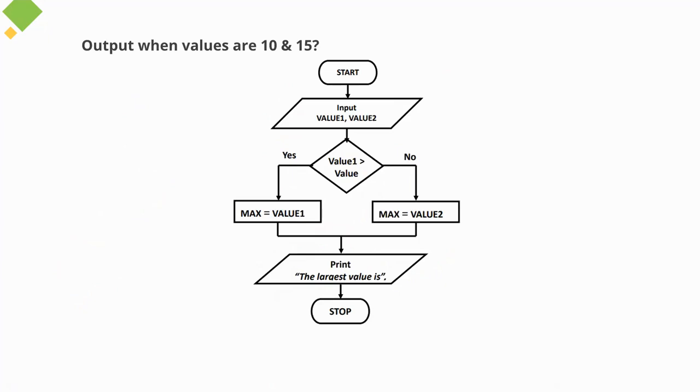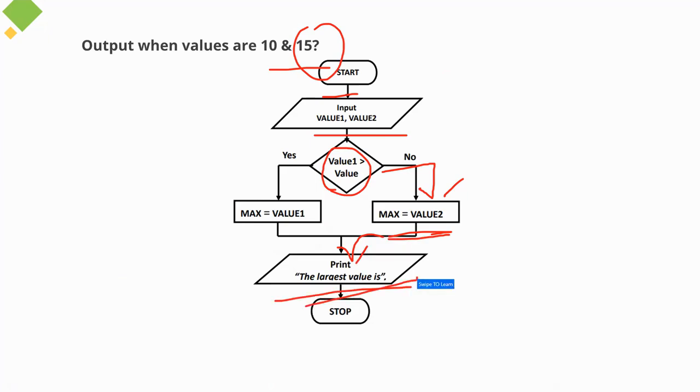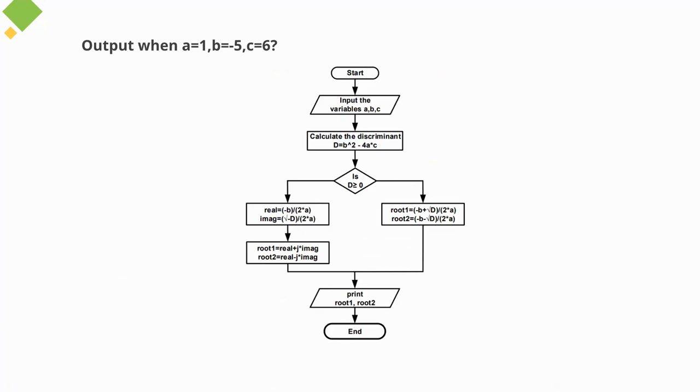So as you see with the next flowchart, it is going to print the largest value, right? So let's go and analyze the flow. The values are 10 and 15. Start, let's read the input values. As I told, inputs and outputs are used in a parallelogram shape. Is value 1 greater than value 2? Value 1 is 10, 10 greater than 15 is false. So we are going to go this side, max equals value 2. Value 2 is 15 here. And we are going to print the largest value, that is 15. This is a very basic one, right? Let's move on to the next.